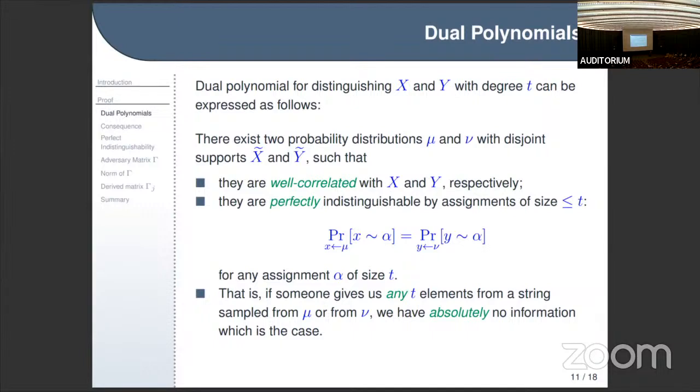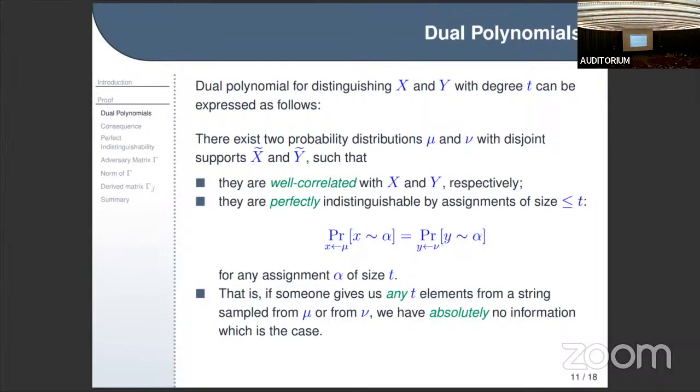Let me note also that this condition of indistinguishability by assignments is also used in classical lower bounds quite extensively, but there is no condition of being perfectly indistinguishable. Somewhat indistinguishable distributions are still going to give a lower bound. But in the quantum case, as demonstrated by this dual polynomial, we really need this perfect indistinguishability. And we will see how this is used in the adversary lower bound.